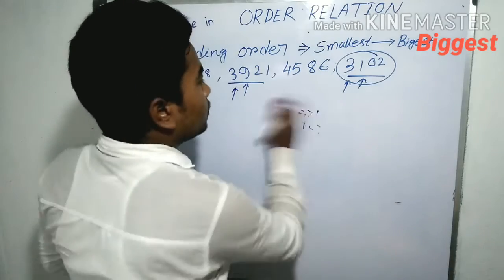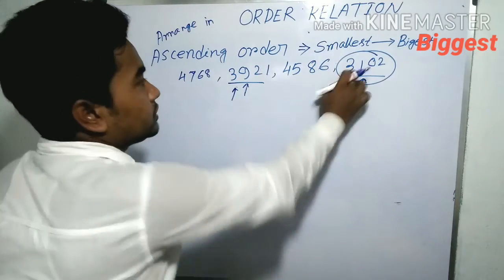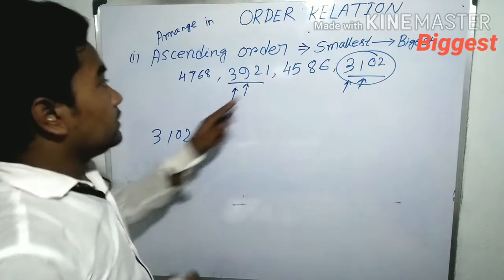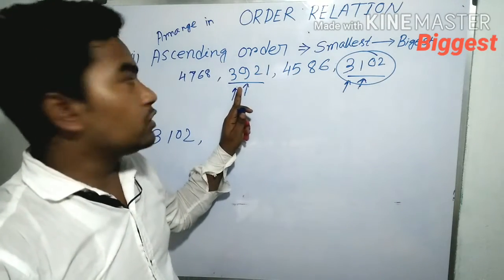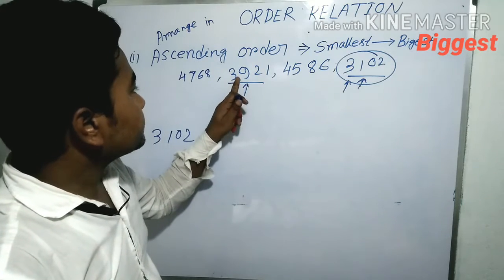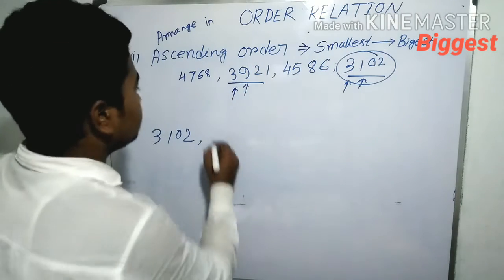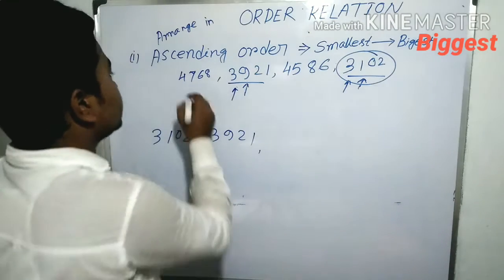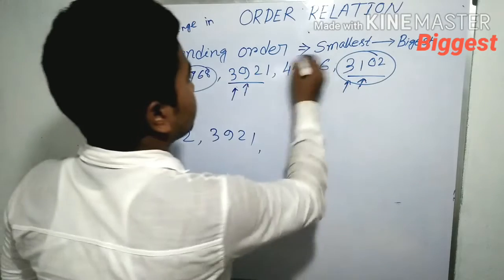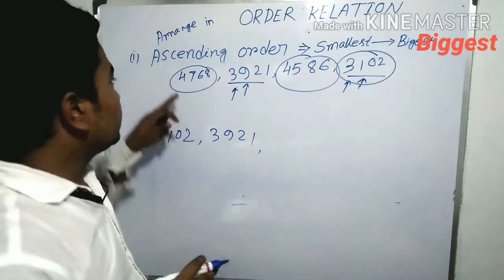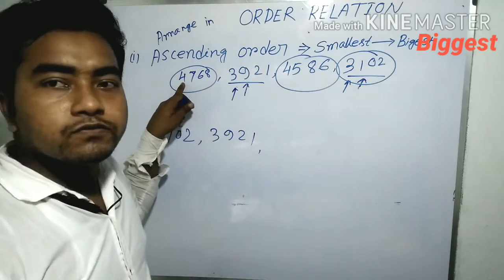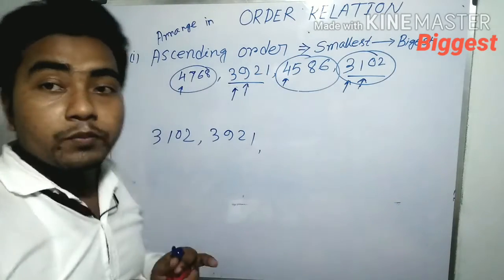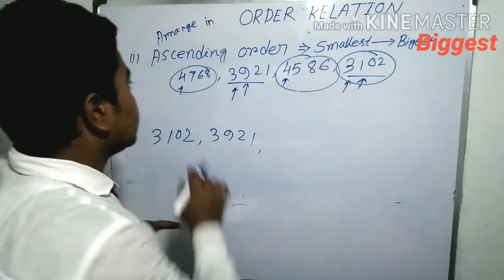So we got the smallest number. The smallest number is 3102, and then the second smallest number will be 3921. Now compare this number and this number. As the first digit is 4 and here it is also 4, we will compare the second digit.